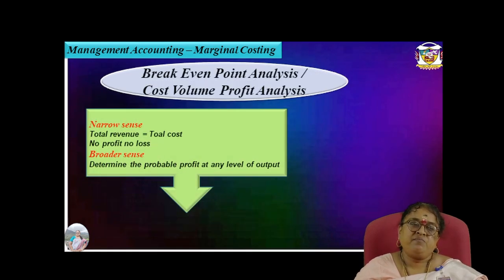Okay, break-even point analysis. We have to discuss some concepts related to marginal costing. Break-even point analysis is shortly known as BEP, and another name is CVP analysis, that is cost volume profit analysis. In a narrow sense, we discuss that total revenue is equal to total cost. So there is no profit, no loss. So the break-even point is a point at which there is no profit, no loss. In a broader sense, the probable profit at any level of output can be determined.